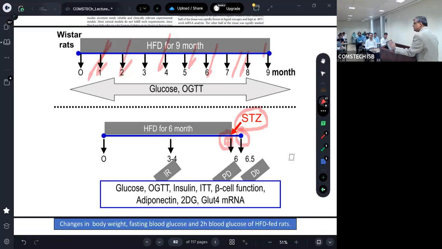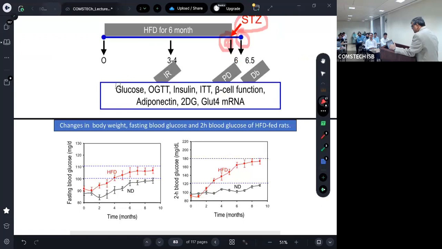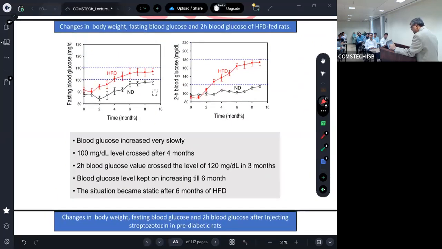What are the parameters we measure for the insulin resistance and blood glucose? All the parameters we also measure here. We measure glucose, OGTT, insulin, insulin tolerance test, beta cell function, adiponectin, glucose uptake, GLUT4 mRNA. We all measure it. Here you see it. This is the fasting blood glucose. This is the 2-hour blood glucose. It is not close to the diabetic range.